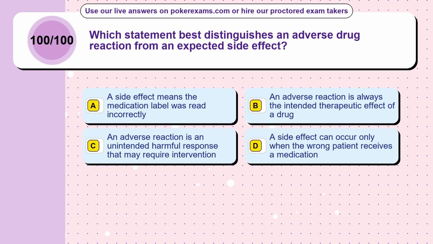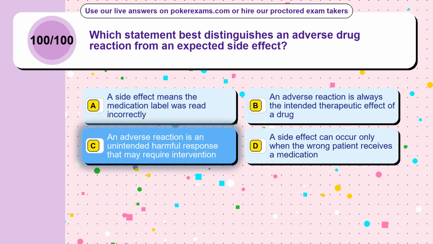Question 100. Which statement best distinguishes an adverse drug reaction from an expected side effect? Option A. A side effect means the medication label was read incorrectly. Option B. An adverse reaction is always the intended therapeutic effect of a drug. Option C. An adverse reaction is an unintended harmful response that may require intervention. Option D. A side effect can occur only when the wrong patient receives a medication.